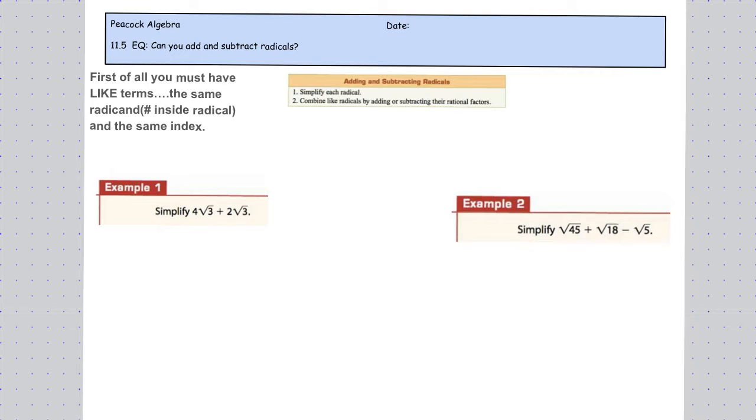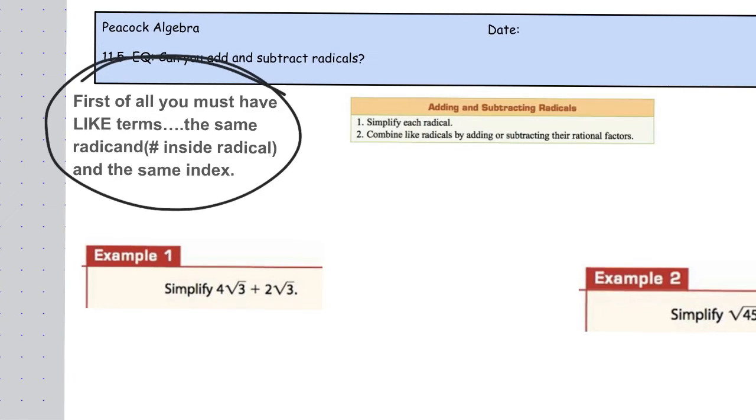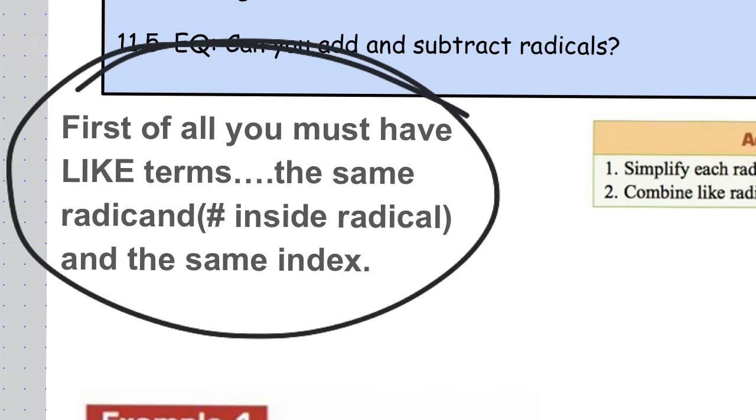11.5, can you add and subtract radicals? First of all, you must have like terms. Okay, right here, you must have like terms. This is super important. You cannot add and subtract if they are not like terms. Now, what does like term mean?